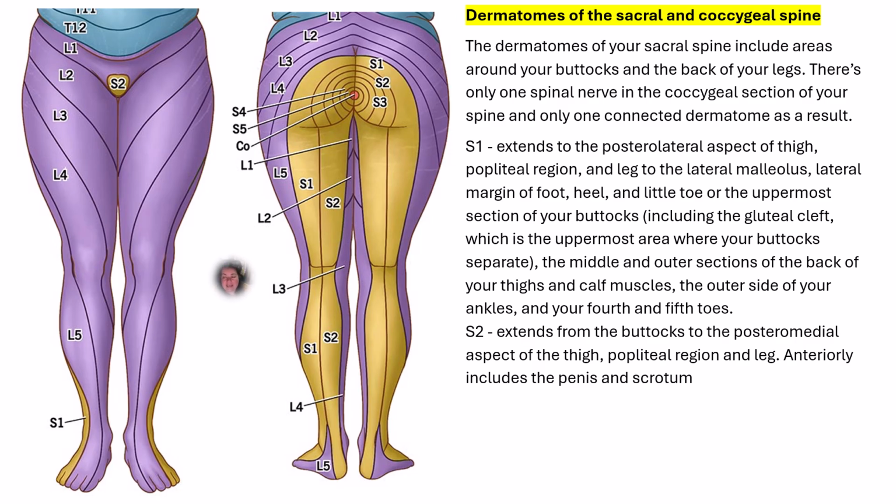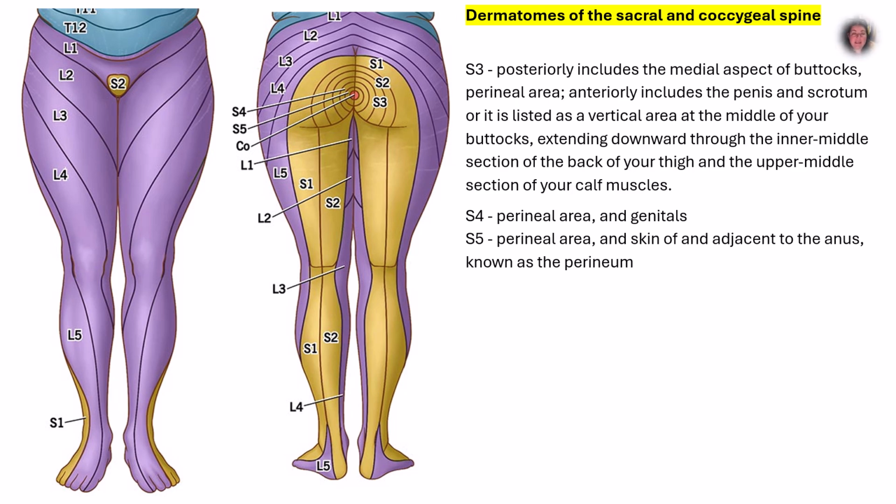The S2 spinal nerve extends from the buttocks to the posterior medial aspect of the thigh, popliteal region, and leg. In the anterior portion, it includes the penis and the scrotum. All right, S3 in the posterior portion of the body includes the medial aspect of the buttocks, the perineal area, and in the anterior, it includes the penis, the scrotum again, or it is sometimes listed as a vertical area at the middle of your buttocks, extending downwards through the inner middle section of the back of your thigh and the upper middle section of your calf muscles.